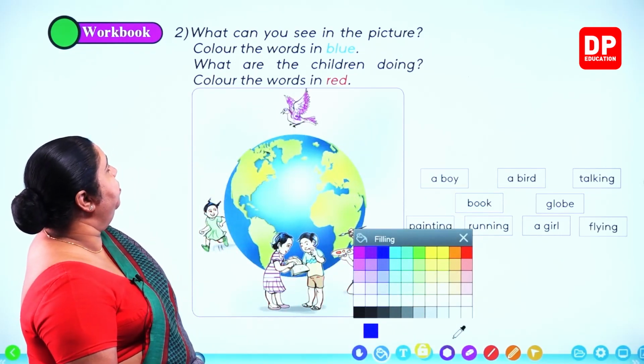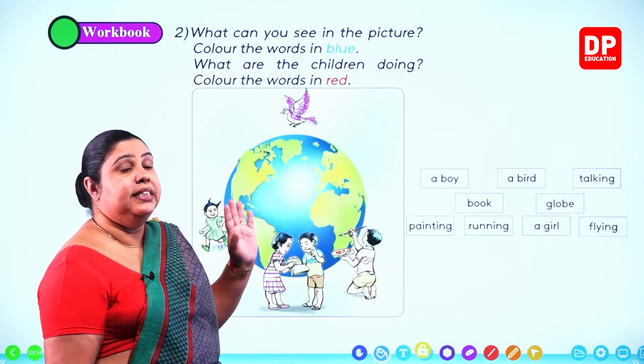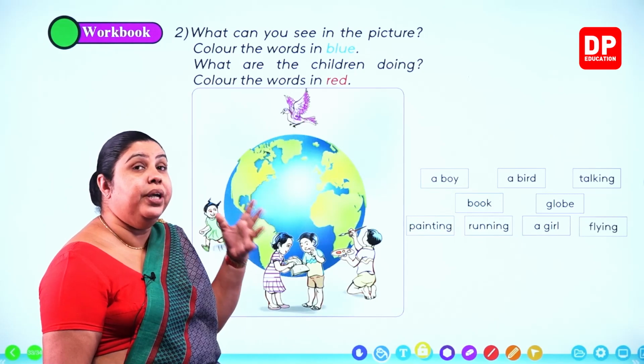And what are we going to do? We are going to color the words in blue. Not the things that the children are doing, not the doing words.